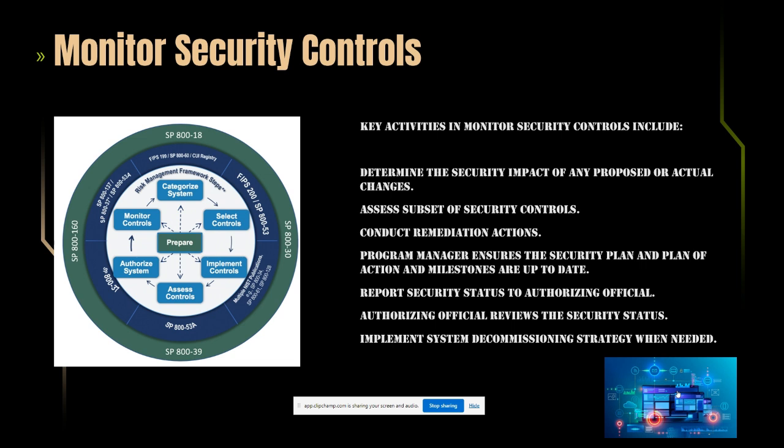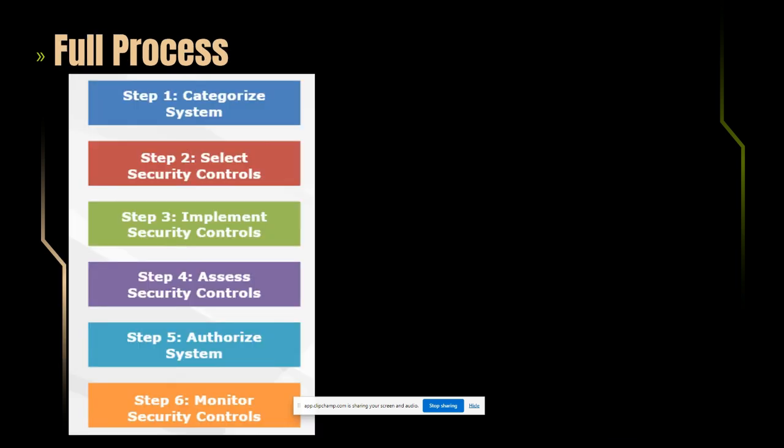All right. So this is going to be the full process here, right? So don't forget step 0, prepare. Step 1, categorization, categorize the system. Step 2, select security controls. Step 3, implement security controls. Step 4, assess the security controls. Step 5, authorize the system. And Step 6, monitor the security controls.